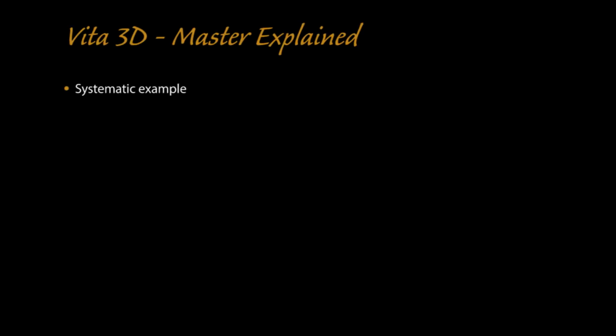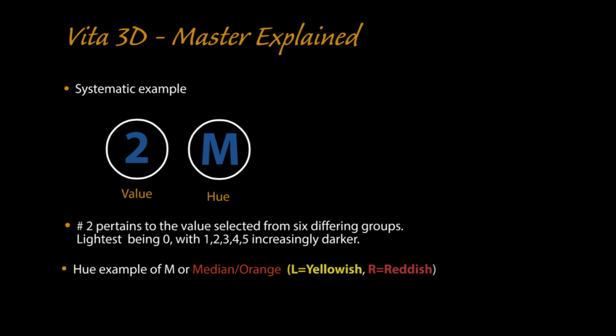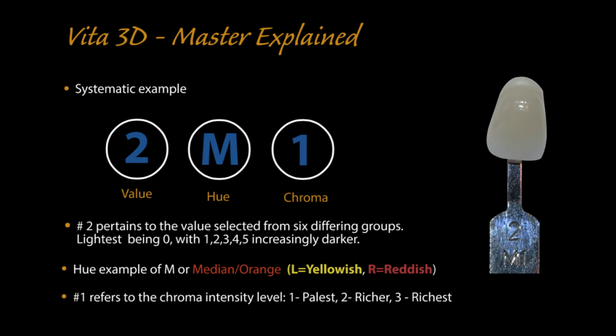So now that we've talked about the three elements of hue, value, and chroma, I just want to make sure there's a clear understanding of what the numbers on the shade tabs themselves are. We're referencing a 2M1 shade tab here. The number 2 is the value group. The letter M is the hue group, so that's the orange hue group. And the number 1 is the chroma group. That would be consistent if we went to a 2M2: the 2 would be the value, the M is still the hue, and the 2 would be the chroma. So that's how you start to understand how the shade tabs are oriented.